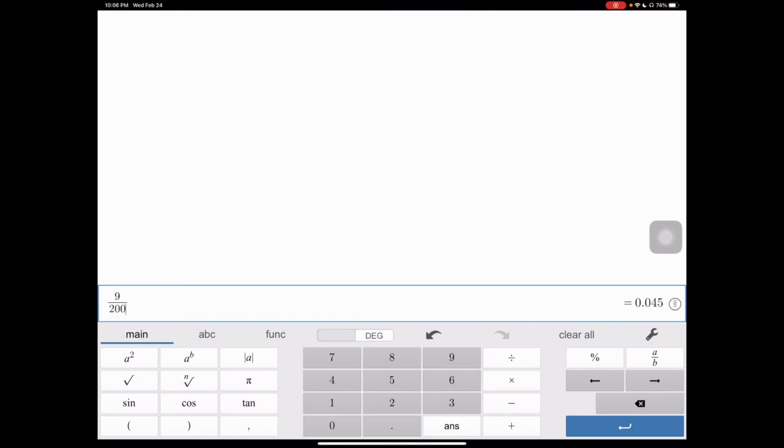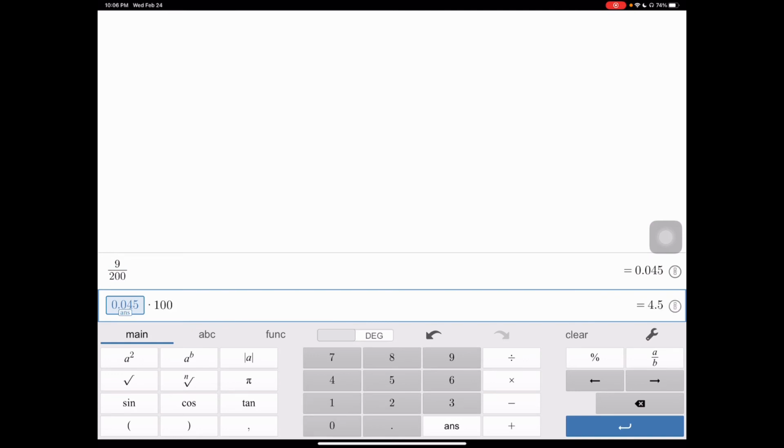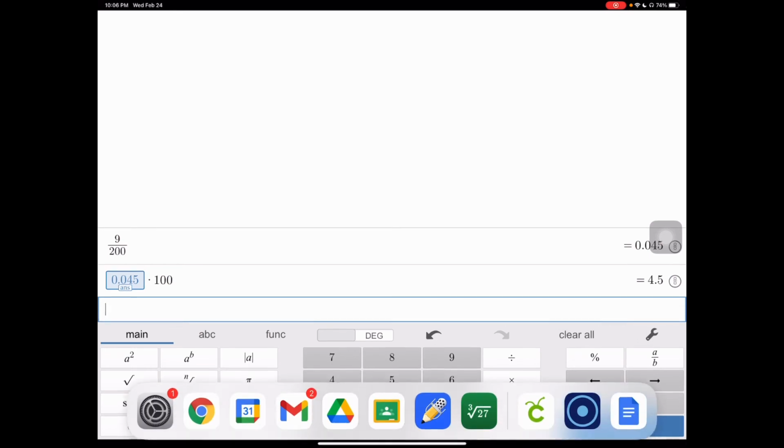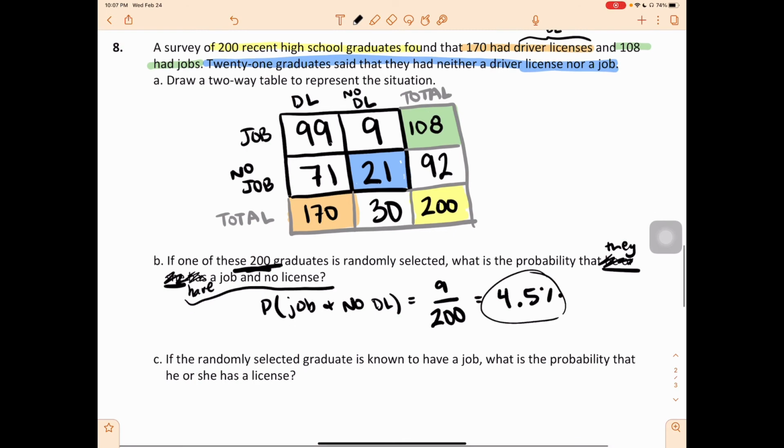So if we wanted to write that as a percentage, totally could. 9 divided by 200, and then multiply that answer by 100. We get 4.5%. So not many of them, right? It's a really small percentage. So this is 4.5%. It's only 9 out of the 200 graduates who have a job but no driver's license, because it's pretty rare that you get a job and you don't have your driver's license, but it's definitely possible. They might just be waiting on their test, or they like riding their bike, you know. But this would be the probability of students who have a job with no driver's license.